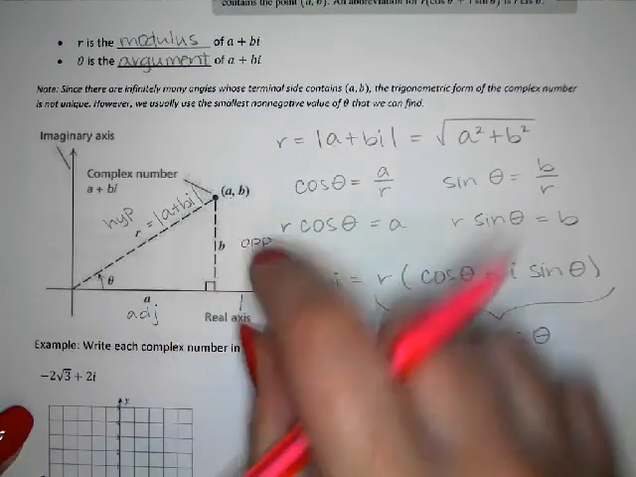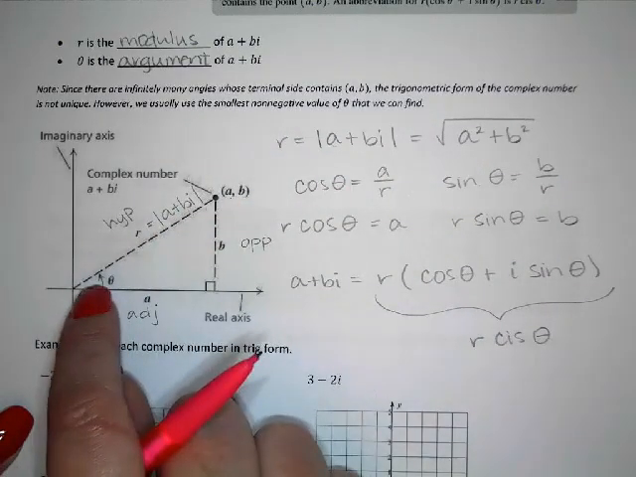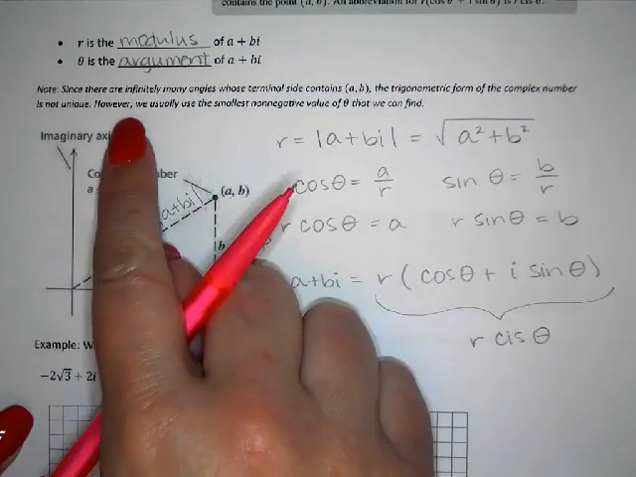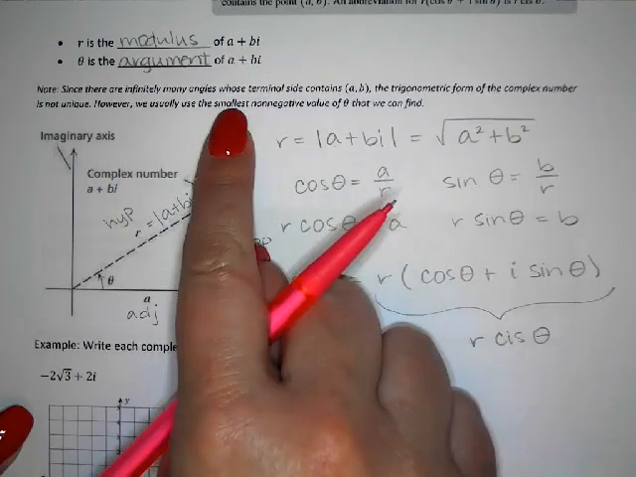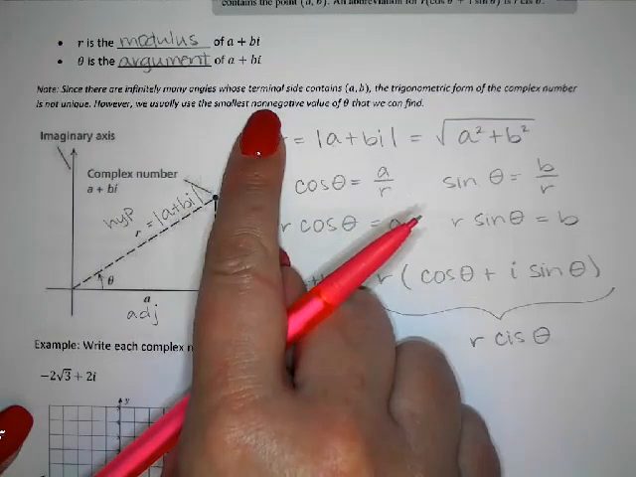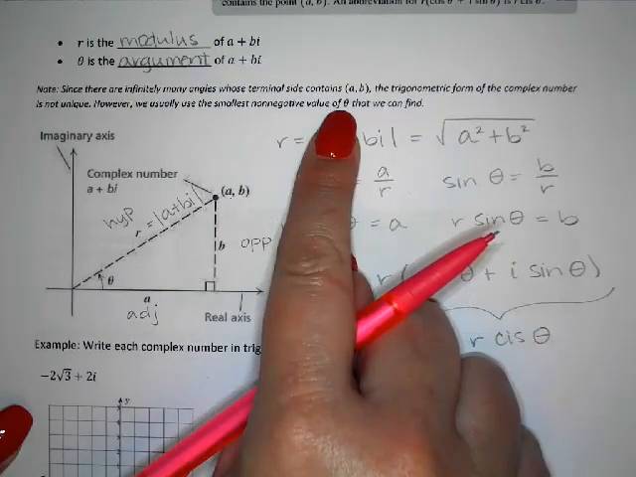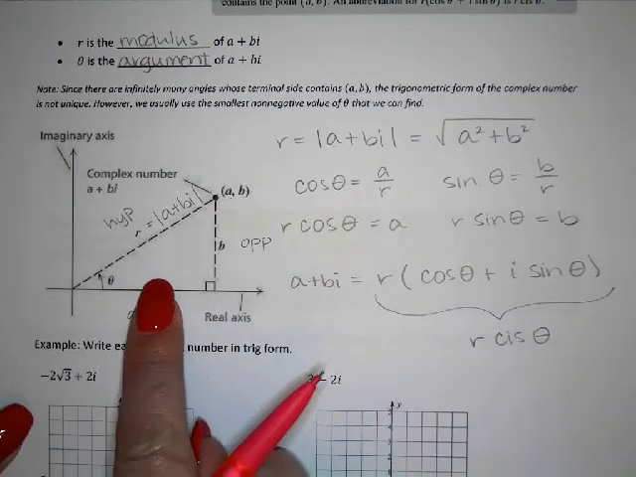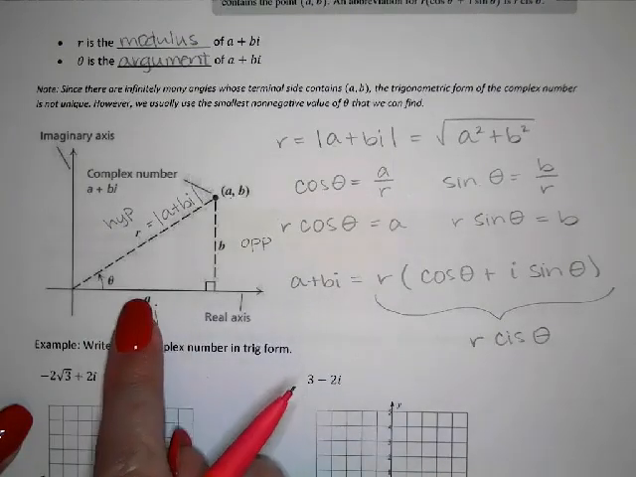So there's infinitely many ways we could describe this angle, but when we do the trigonometric form of the complex number, we are not going to write a bunch of different angles. We're always going to use the smallest non-negative value of theta that we can find. So just think about when you're doing these problems, you're always going to look for whatever number's on the unit circle. The very smallest positive angle that you can find is the one that you're going to use.